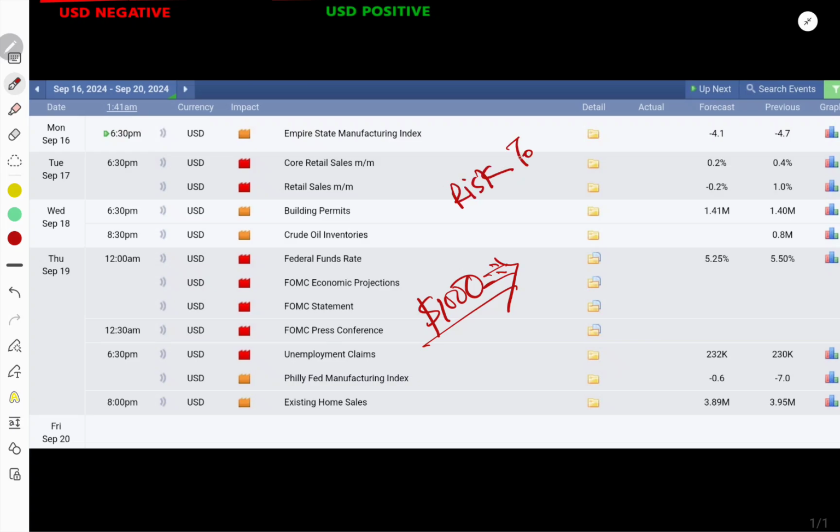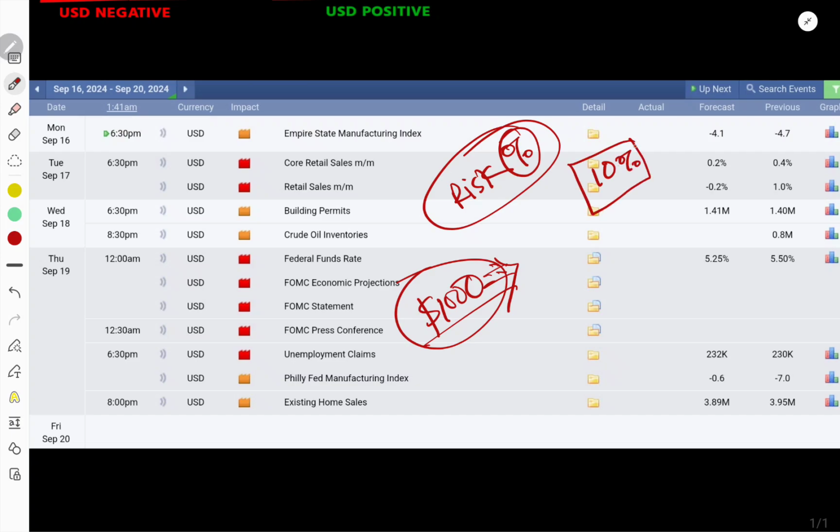How much percentage risk do you want to take in 1 day, or in this week, if you have a $1,000 account? If your answer is 10% risk, that means you want to take 10% risk for 1 day. So that means you want to lose $100 for 1 day, not more than that.